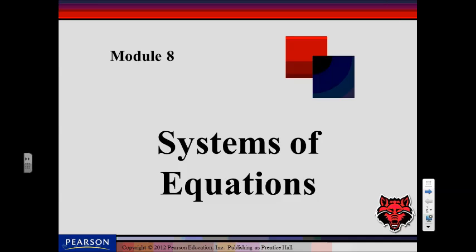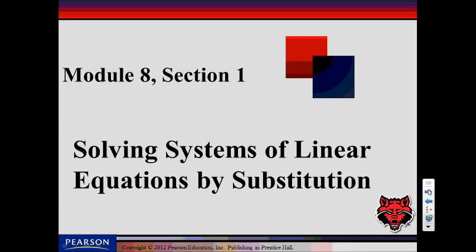In Module 8, we will discuss systems of linear equations in two variables and related word problems. In Module 8, Section 1, we will discuss solving systems of linear equations by the substitution method.